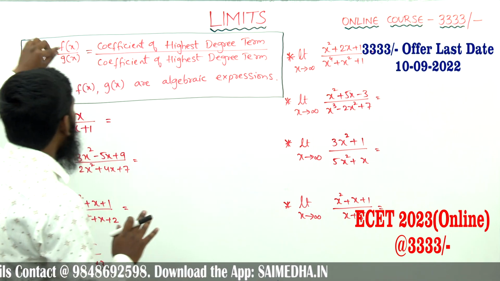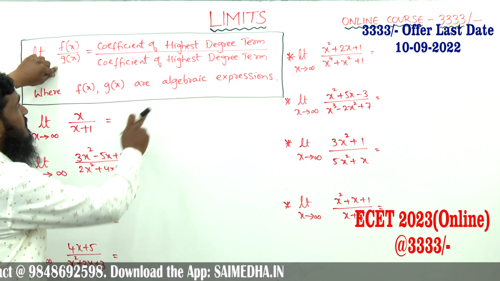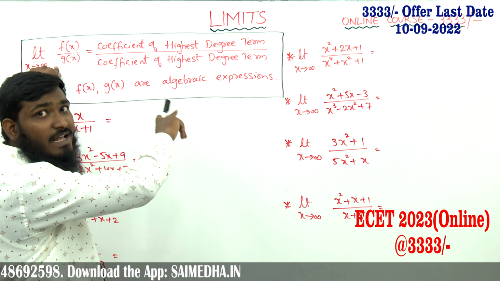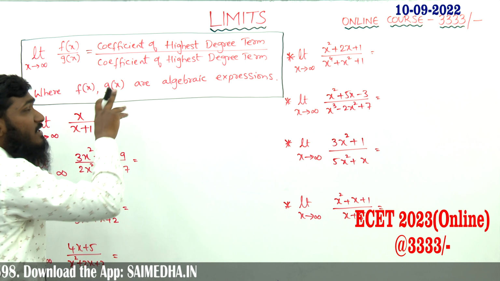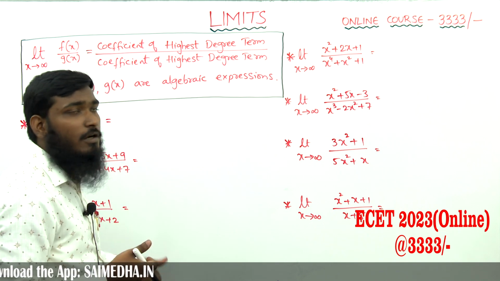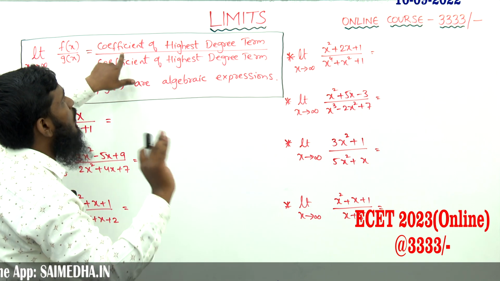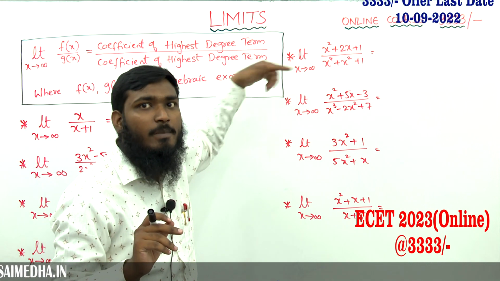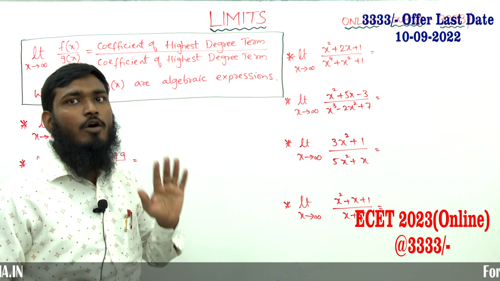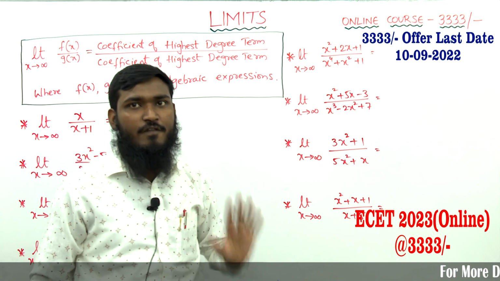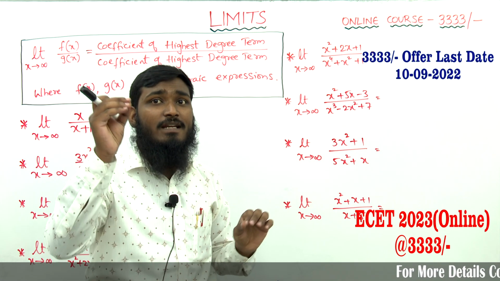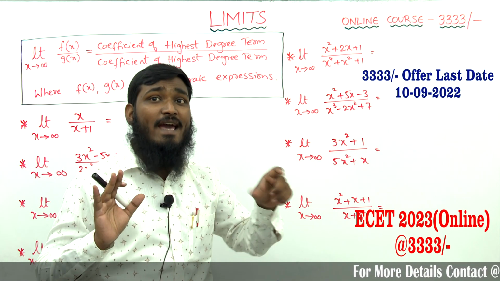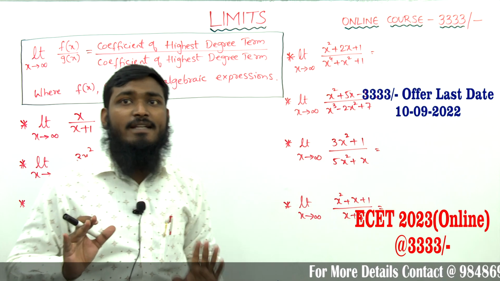Whenever we have f of x as well as g of x as algebraic expressions, then what can we write as the shortcut method? We have to select the coefficient of the highest degree term in the numerator as well as in the denominator. Only we have to select the coefficients. No need to write a single step. Directly by seeing the question itself we can write the answer.